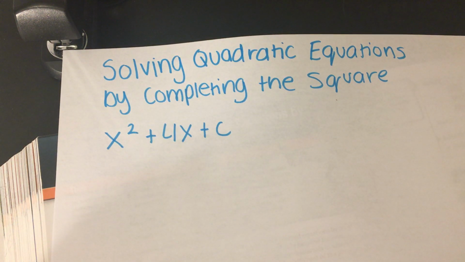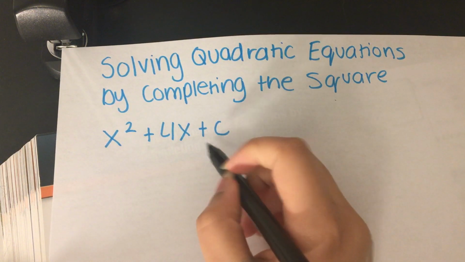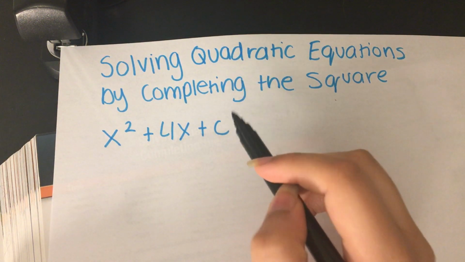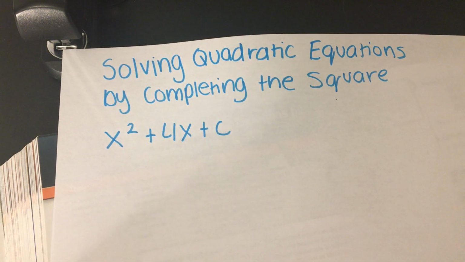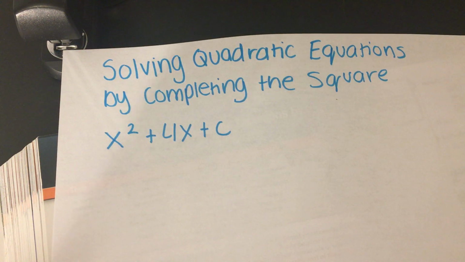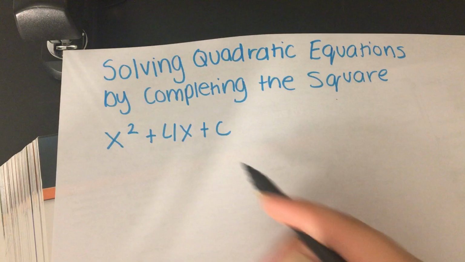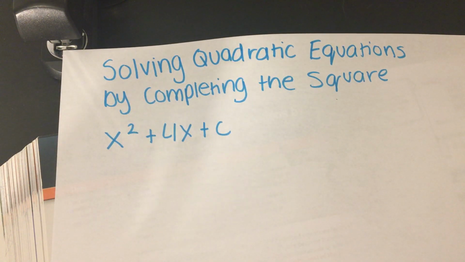In this video, you will learn how to solve quadratic equations by completing the square. Before we do anything, I want you to look at this expression, x squared plus 4x plus c. Now, I want you to find the value of c that makes x squared plus 4x plus c a perfect square trinomial. So that basically means find c so that in the end, when it's factored out, it's a perfect square. I'll give you a few seconds.